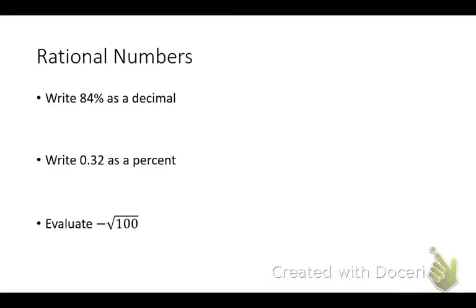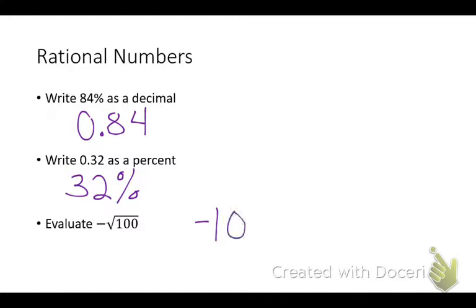First one is 0.84. Second one is 32%. And then the last one is negative 10. Very good. Remember, guys, the radical is positive, but because there's a negative in front of it, it will be negative 10. All right, great job on that.